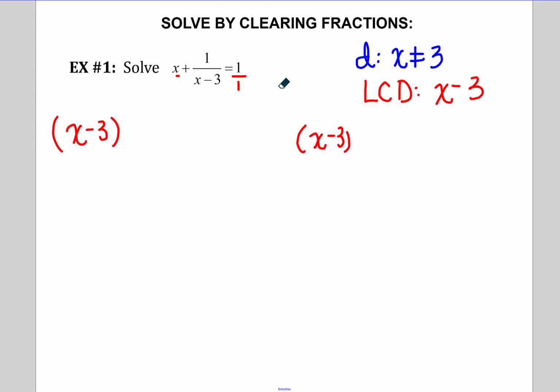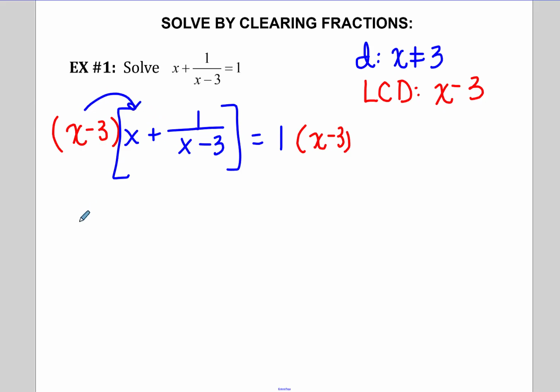So looking at that, we've got x times x minus 3, and 1 over x minus 3 times x minus 3, and then 1 times x minus 3. So in this first term, we're going to end up with x squared minus 3x. But in the second term, when you use the distributive property, we're going to get x minus 3 divided by x minus 3. So that's just going to leave us with a 1. And then on this side, we've got x minus 3.